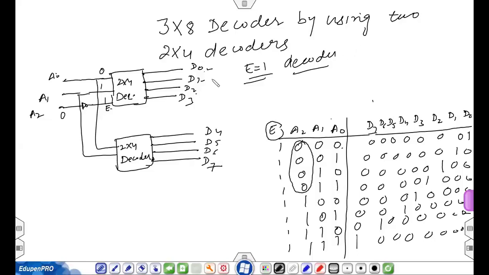Output will be D1. Similarly, for the other cases, your output may be D0, D1, D2, D3. Because we have connected this with the NOT gate. If your A2 is 0, then this decoder will become active. And what about the other case? In this case, you have A0 as it is, this is A1, and this is your enable.